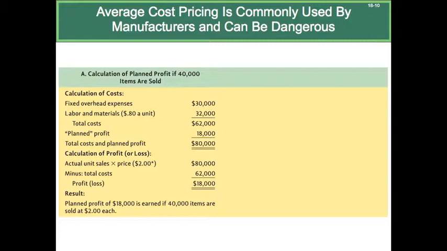At the bottom of this column we can see that if the firm does in fact sell 40,000 items, the profit result is $18,000. One of the problems, however, is that demand has not been directly calculated into this example. We're making an assumption that the firm can in fact sell 40,000 items.